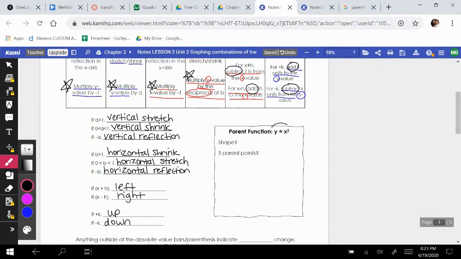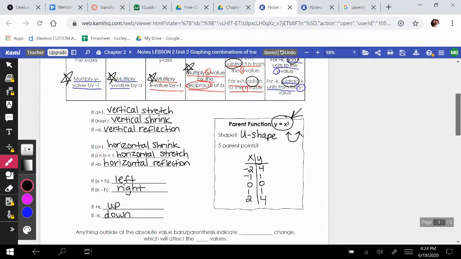Okay, the shape of your quadratic parent function, x squared, is going to have a U shape. Okay, also known as a parabola. And in order to find the 5 parent points that will transform later, you're just going to pick some negative x values, 0, and some positive x values. And remember, we're squaring all of those inputs. So negative 2 squared would be 4, negative 1 squared is 1, then we'd have 0, 1, and 4. All right. Let's go ahead and take a look at the next part.